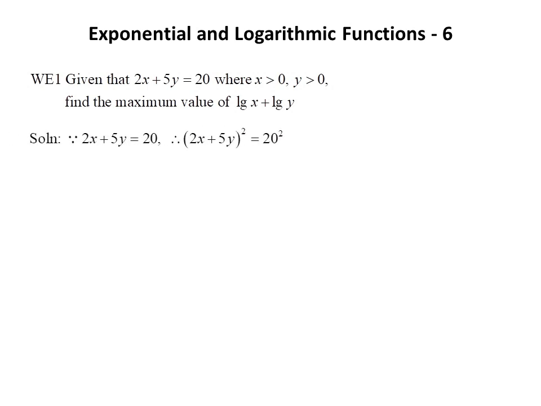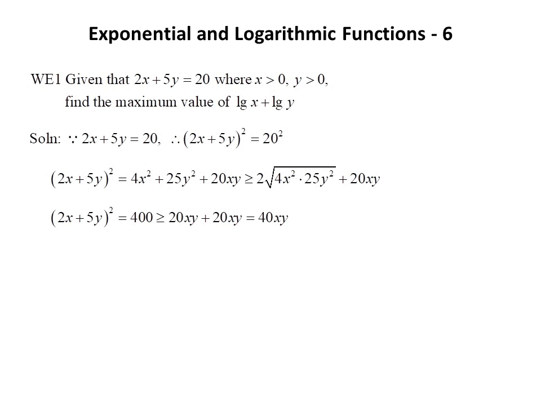Since 2x plus 5y equals 20, both sides of the equation can be squared, and we have (2x plus 5y) squared is greater than or equal to 40xy after simplifying the expression. Because (2x plus 5y) squared equals 400, we have the inequality of 40xy is less than or equal to 400. Hence, xy is less than or equal to 10.